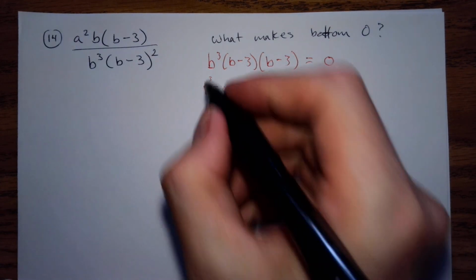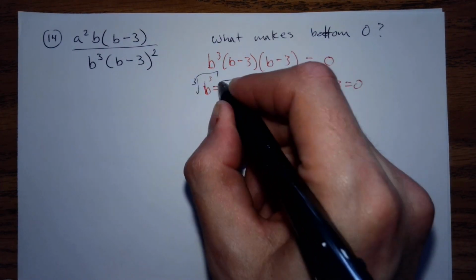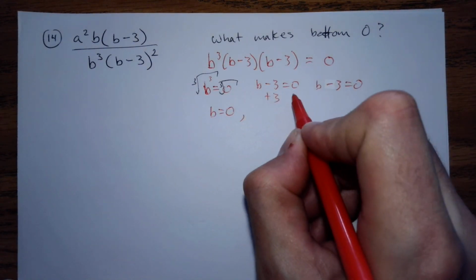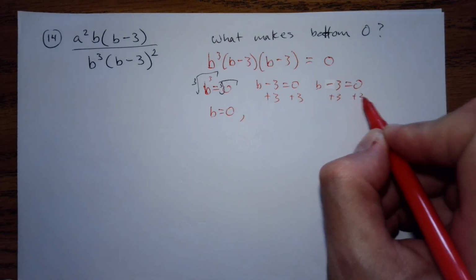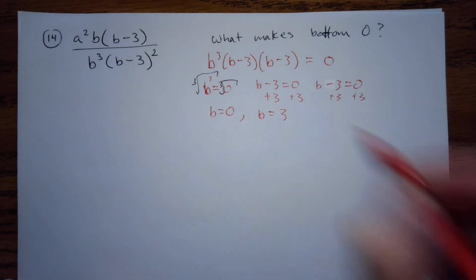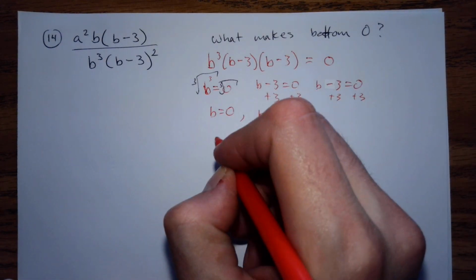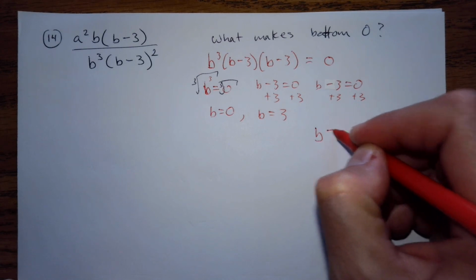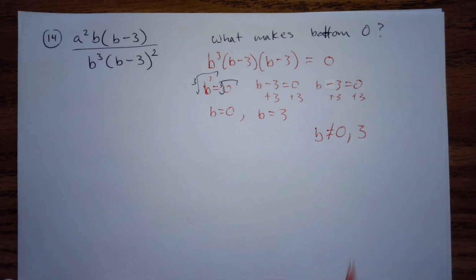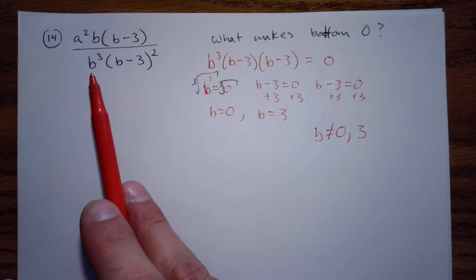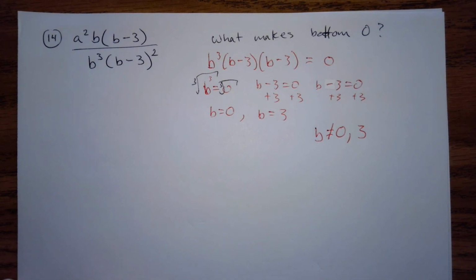So if I cube root here, we get b equals 0. If I add 3, they both give me positive 3. So I know that at the very end, b will not be able to be 0 or 3 because it'll make the bottom here 0. So I'm not allowed to plug it in here. That should mean I shouldn't be able to plug it in my simplified version.